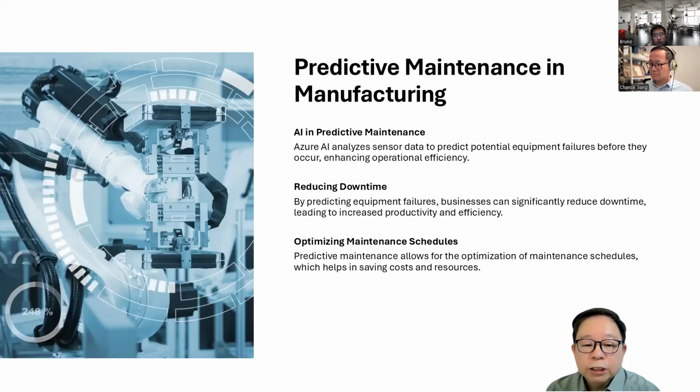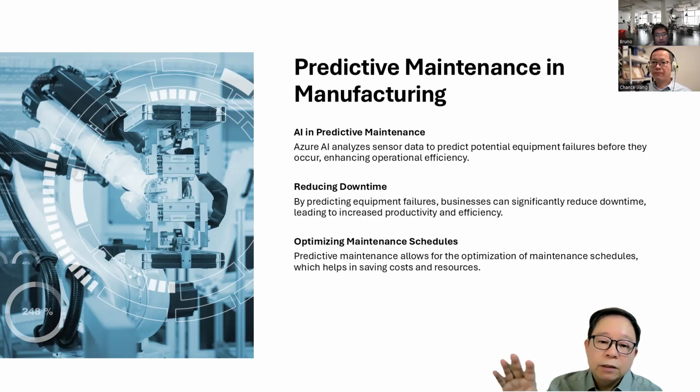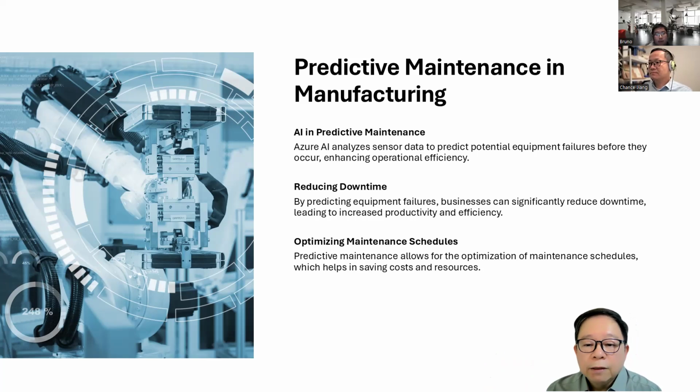So coming back to manufacturing, most of the factories right now have entered into smart factory, together with robots, of course. So with AI in predictive maintenance, Azure AI can analyze the sensor data. You need to put a lot of sensors into your machines, your factory. They are able to collect the data and predict potential equipment failures. That is very important. So that's how IoT can help in a manufacturing environment.